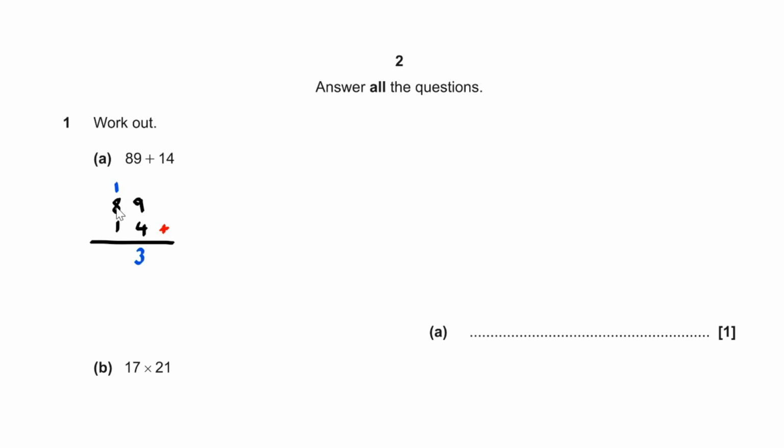And then we've got 1 plus 8, which is 9, plus another 1, that's 10. So we've got a 0 here, and we carry the 1. And then we've got a 1 over here. And therefore, 89 plus 14, that's 103.